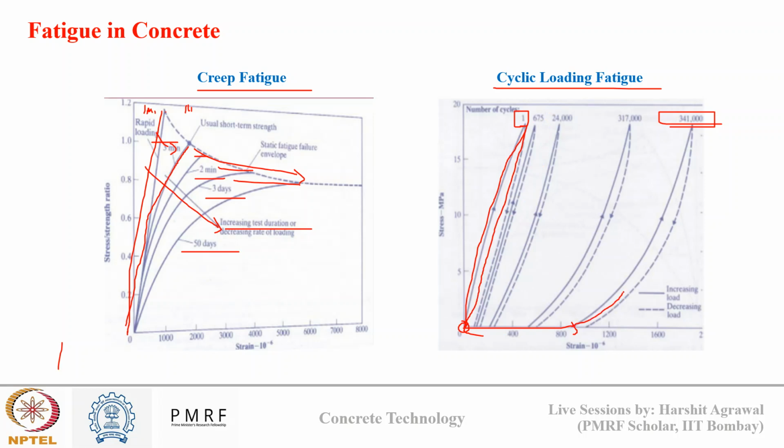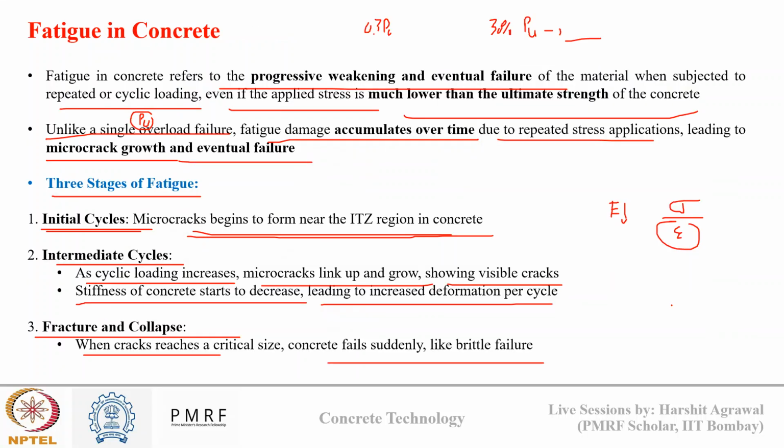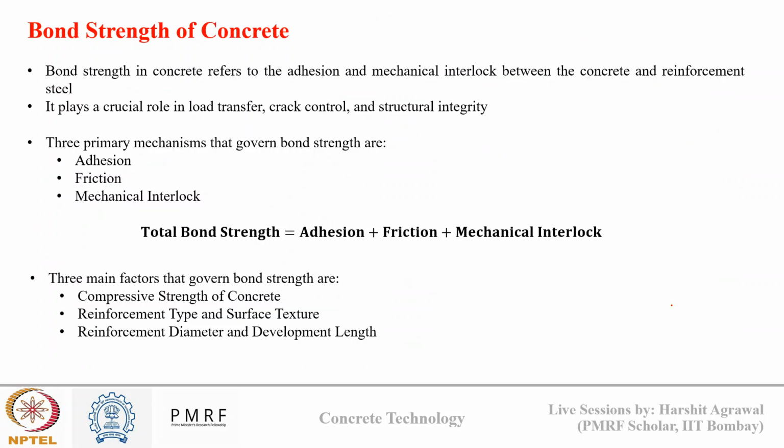And during loading also there is a lot of strain occurring in concrete for the same peak load. Suppose this is 0.3 Pu. The strain in concrete during loading is also a lot. There is a leftover deformation that continuously adds up, and this will eventually lead to failure of concrete due to fatigue cracking. So this was about fatigue: what fatigue is, what the stages of fatigue are, and how many types of fatigue there are in concrete.